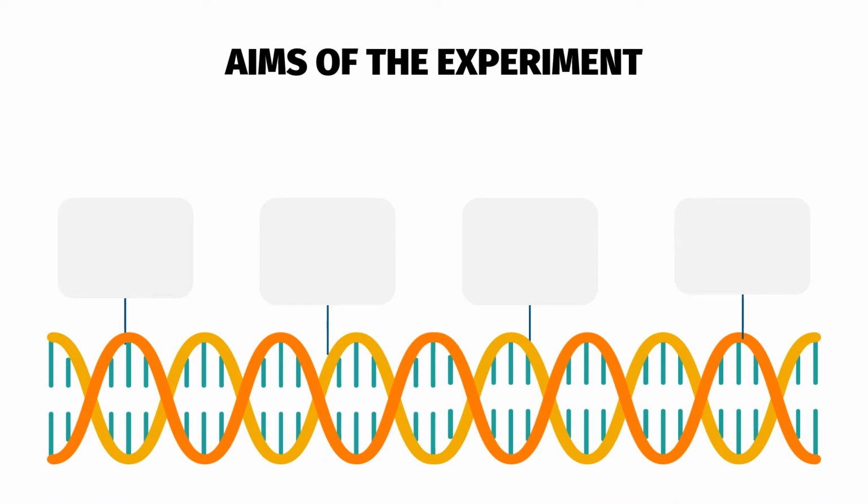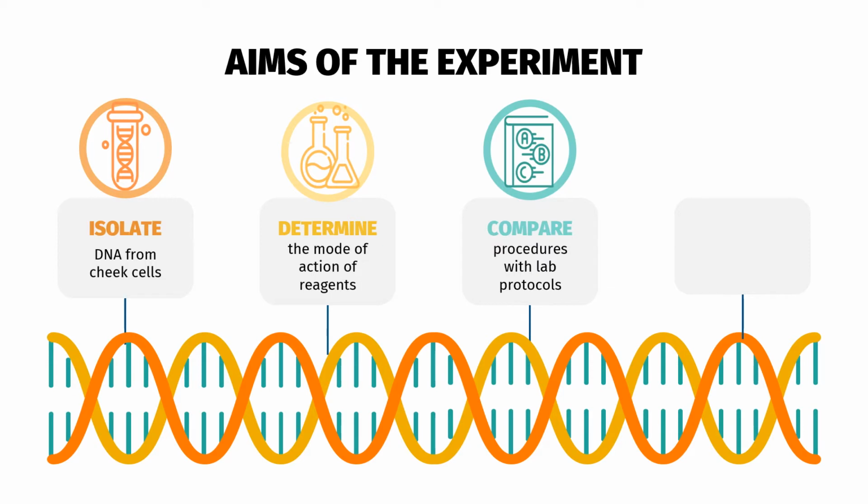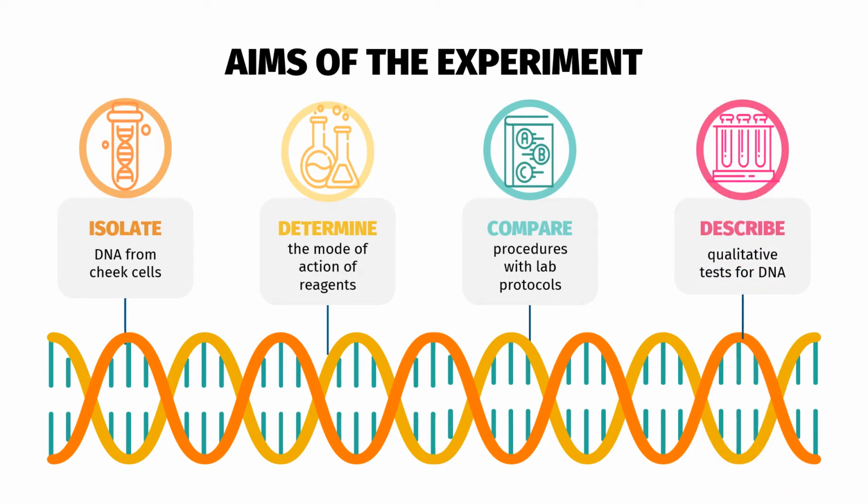Here are the aims of the experiment. First and foremost, we must be able to isolate DNA from cheek cells. Then, we must determine the mode of action of the reagents stated in the procedure. And speaking of procedures, we are to compare the procedure executed in the experiment with standard lab protocols for DNA isolation. Also, we are to describe possible qualitative tests that will ascertain the presence of DNA in our sample.